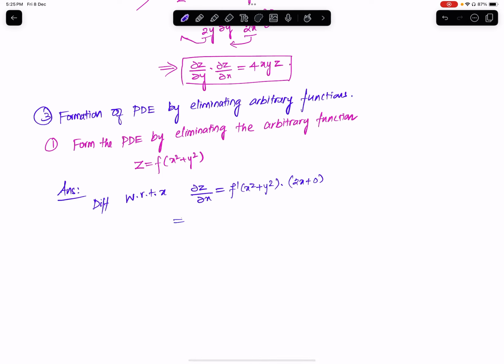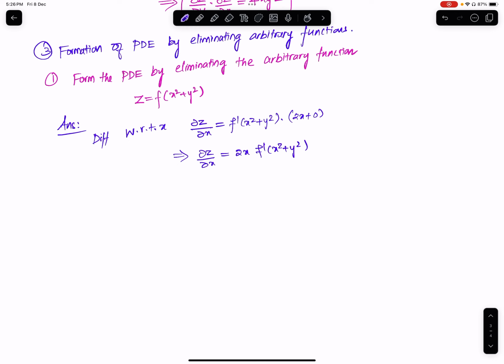So you can simplify further. So it is ∂z/∂x = 2x f'(x² + y²). Okay, so let us go to the next one. Differentiate with respect to y. So ∂z/∂y is equal to f', same procedure, f'(x² + y²).